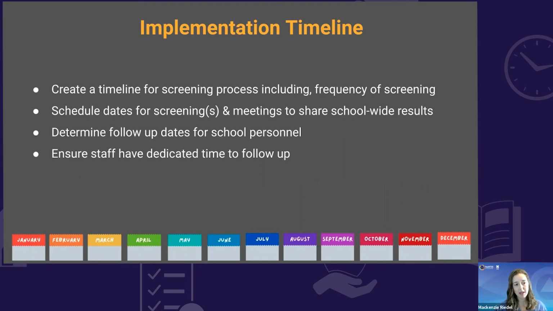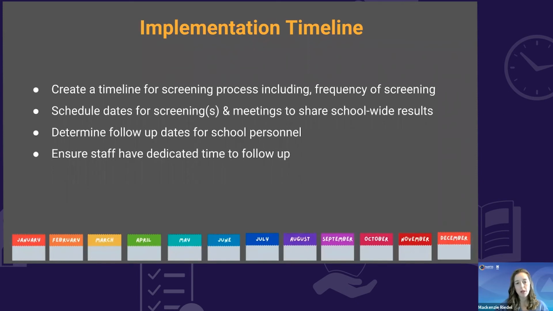Talking about scheduling dates and meetings to share their results. We don't want to give a screener and then never talk to the teachers about the information that we gather. So be mindful of filling the screener out, giving them that time, but then providing the time and space to have conversations with your staff about what you found when you collected that information. And then thinking about follow-up.